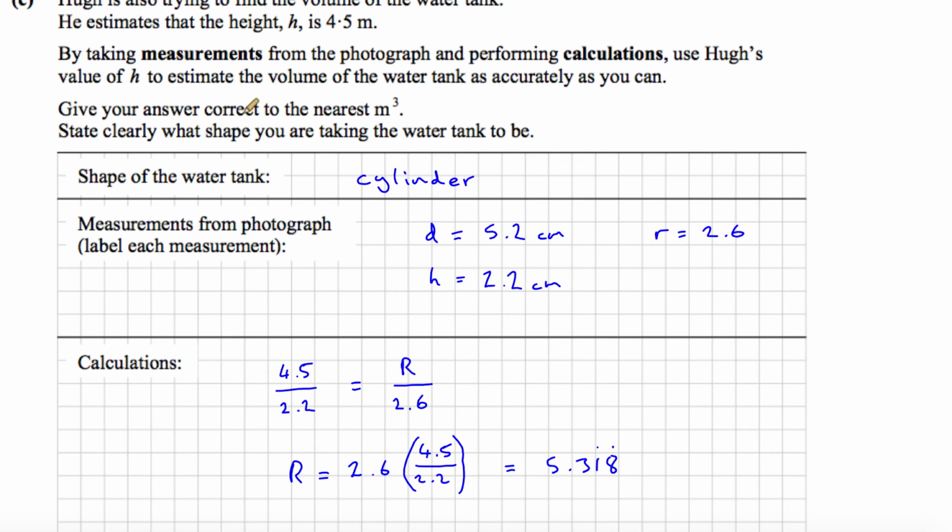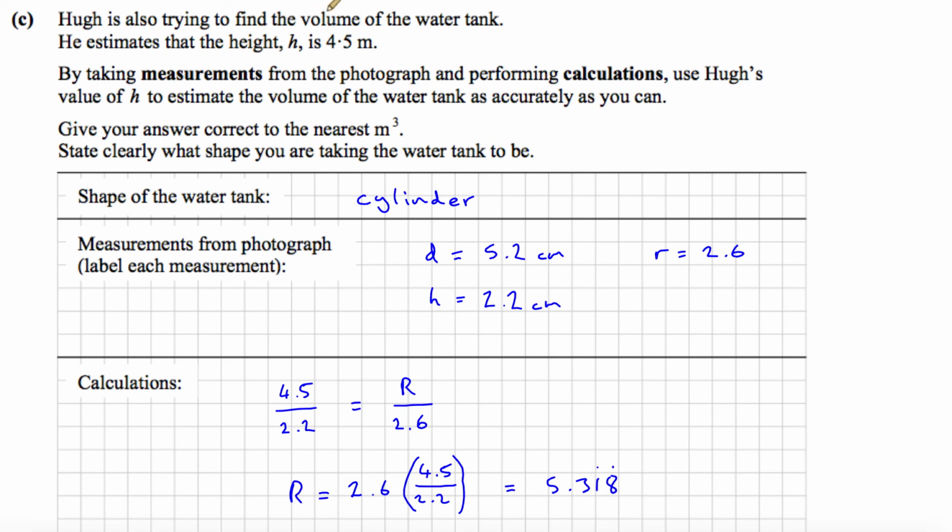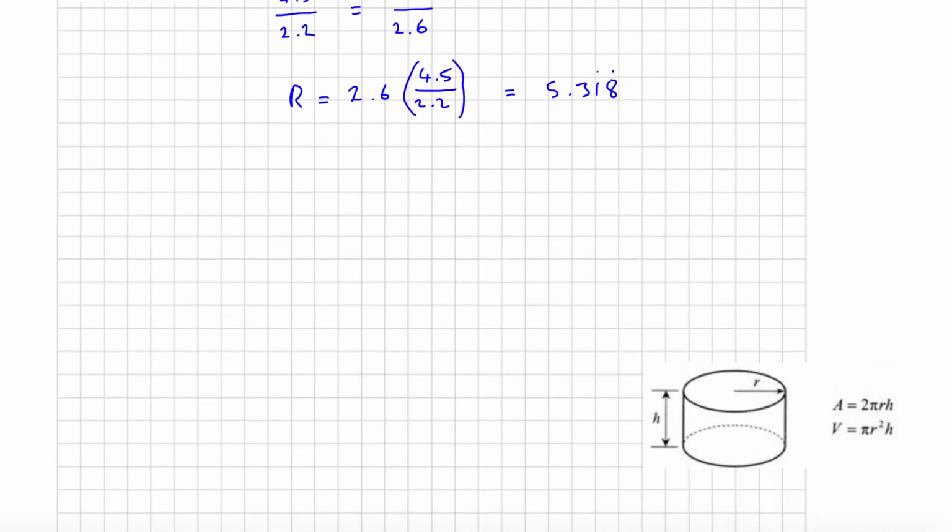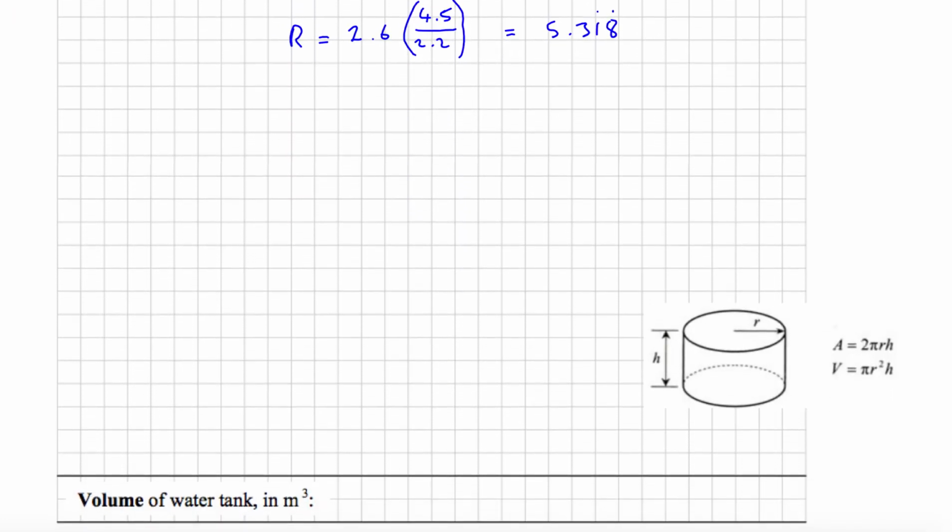So I'm now going to use the value of h, and we're asked to find the volume of the tank. Hugh was also trying to find the volume of the water tank. So that's what we're going to do now. Okay, well, the volume of the water tank, remember taking the tank as a cylinder, will be pi r squared h.